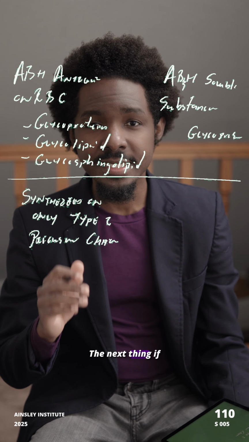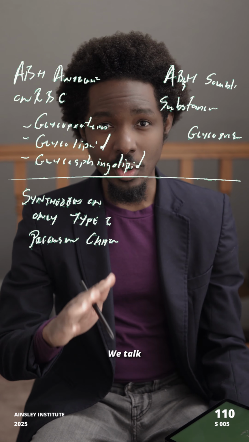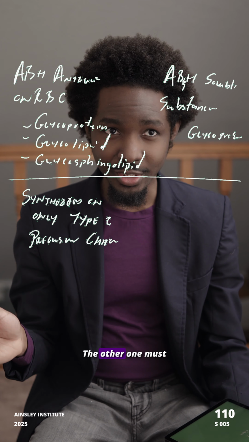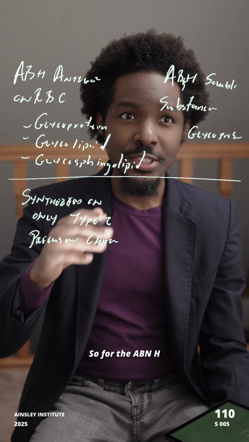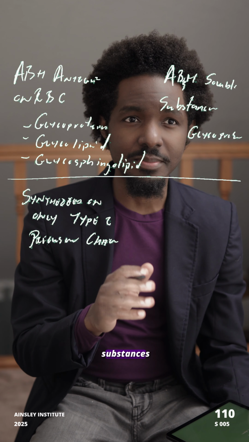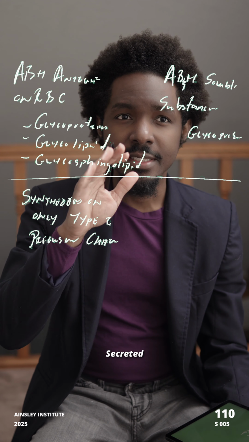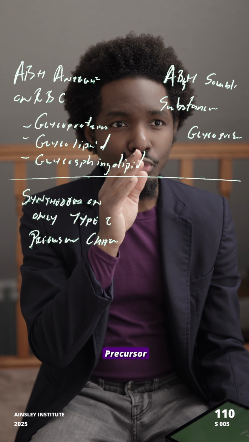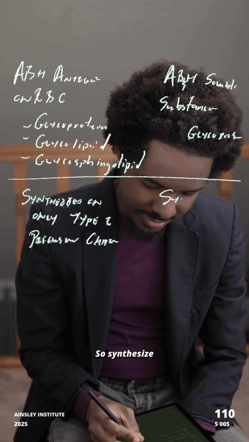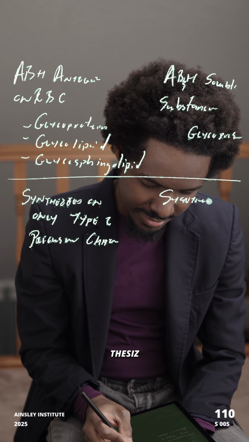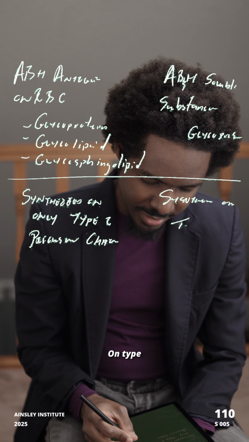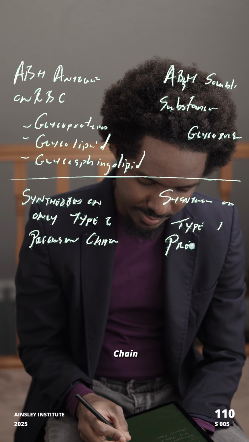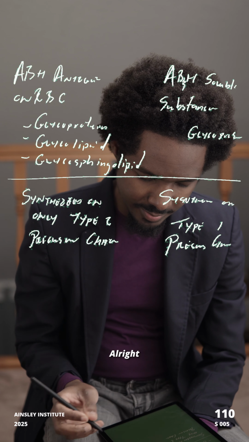If that is on type 2, I want you to put in your mind that the other one must be type 1. So the A, B, and H soluble substances, the secreted substances, are primarily synthesized on type 1 precursor chain.